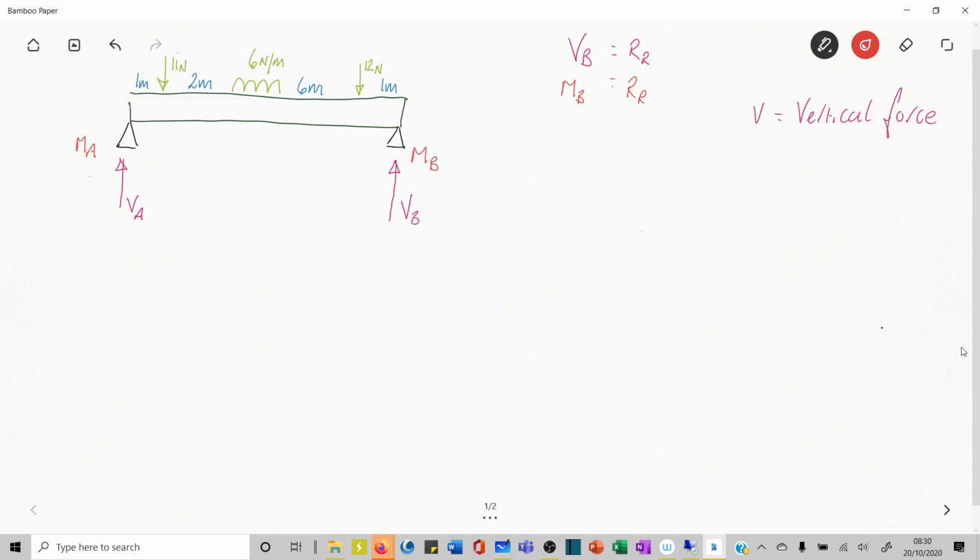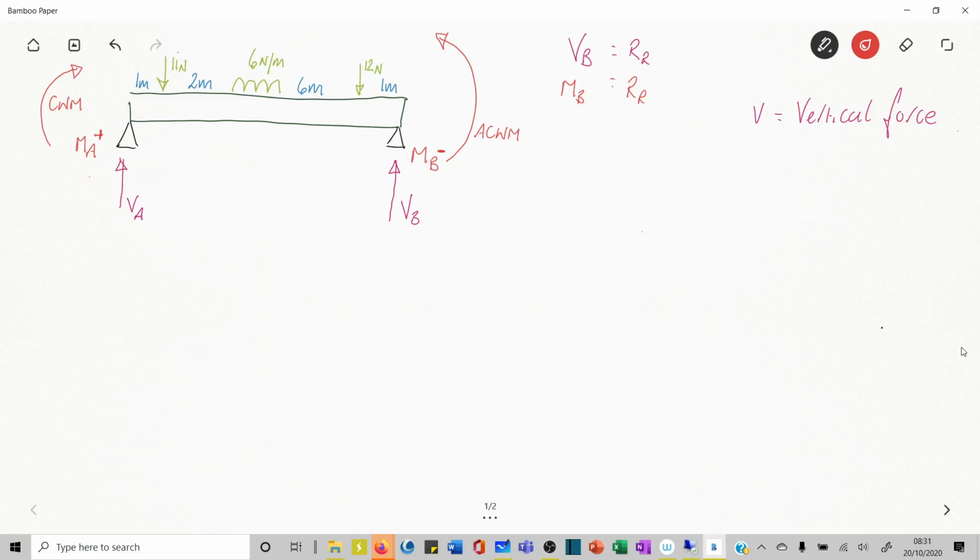So everything on the right, moment B, is anti-clockwise moment, obviously, and then moment A would be clockwise moment. Okay, and then moment B would be, I'm sorry, it's getting a bit confusing, negative, and moment A would be positive.